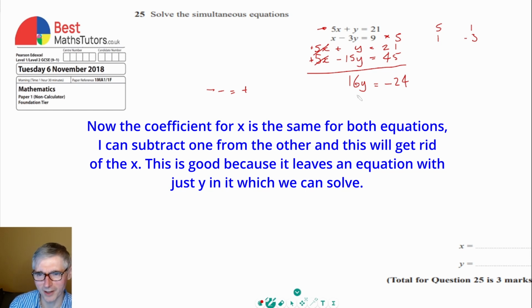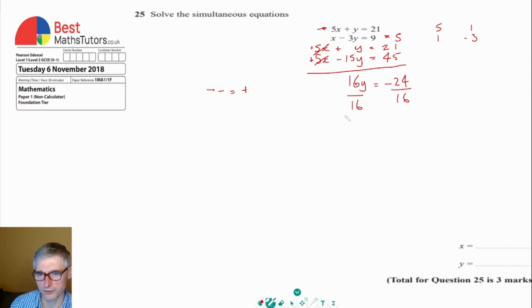Now I can find out what y is by solving this little equation that we've got set up here. So I can divide both sides by 16, and that's because the 16s are going to cancel, and that's going to leave me with y on the left. And I can simplify this fraction. I can divide top and bottom of this fraction by 8, and what I'm going to get is -3 over 2, which is -1.5 if I convert it to a decimal.